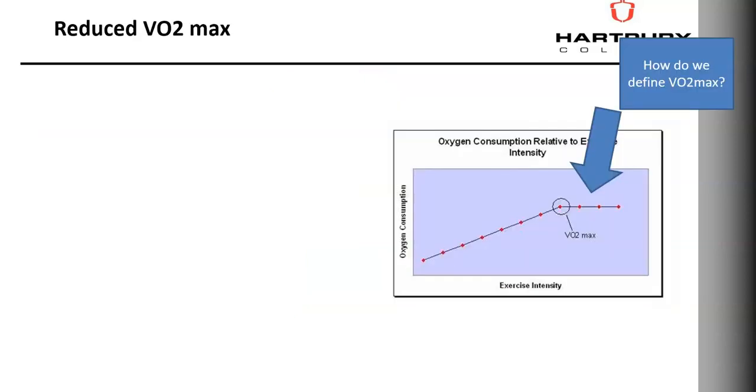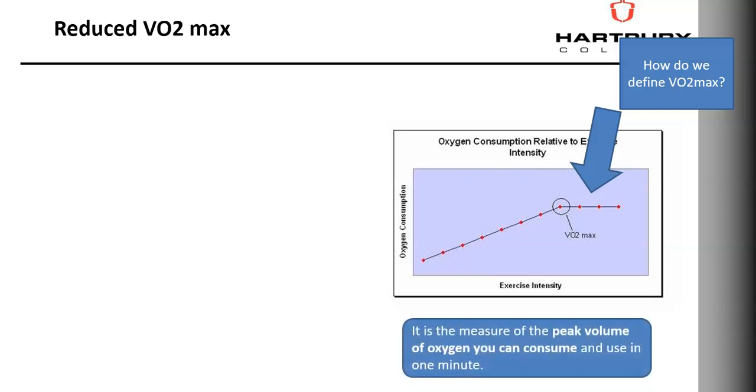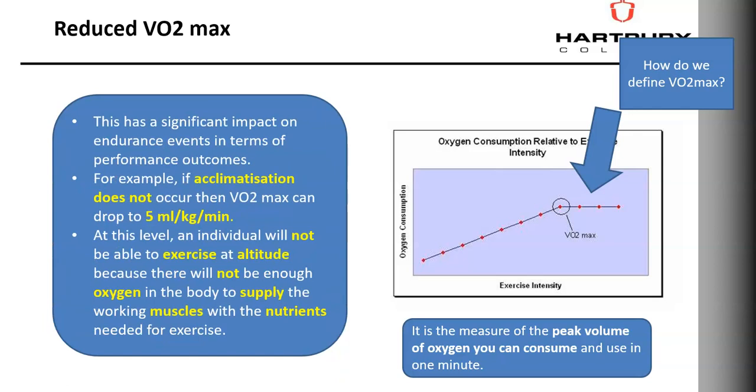And finally, the final response to high altitude is reduced VO2 max. So remember what VO2 max is. It is when we can't consume any more oxygen. Okay, we're at the top end of our oxygen consumption and it plateaus, okay? So VO2 max is the measure of oxygen you can consume and use in 1 minute. So it's a significant impact of endurance events at high altitude.